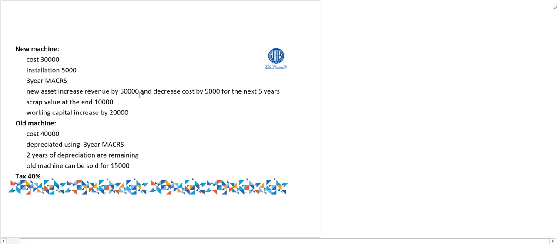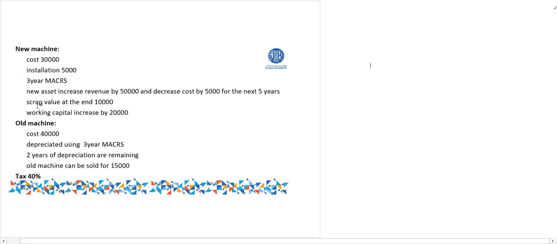New asset increases revenue by 50,000 and decreases cost by 5,000 for the next 5 years. See the point, it is a very tricky technical point. So the life of the project is for how many years? Number one, 5. And second thing, it is an increase in revenue and a decrease in cost. It means both of them should be added, right?